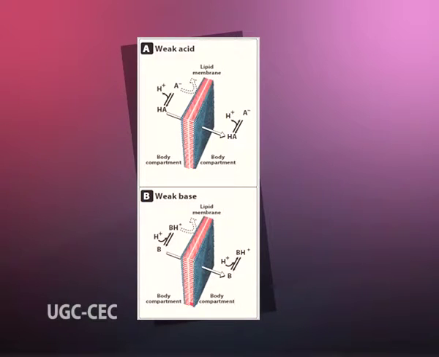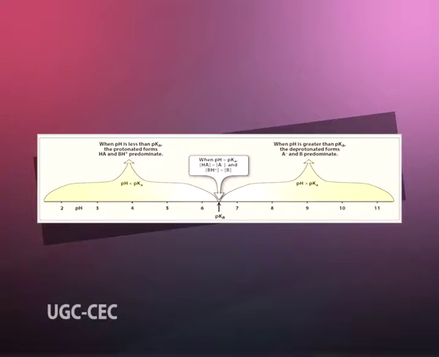In this figure, you can see the diffusion of the non-ionized form of a weak acid through a lipid membrane. And in B, you can see the diffusion of the non-ionized form of a weak base through a lipid membrane. In figure 4, you can see the distribution of a drug between its ionized and non-ionized forms, which depends on the ambient pH and pKa of the drug. For illustrative purposes, the drug has been assigned a pKa of 6.5.